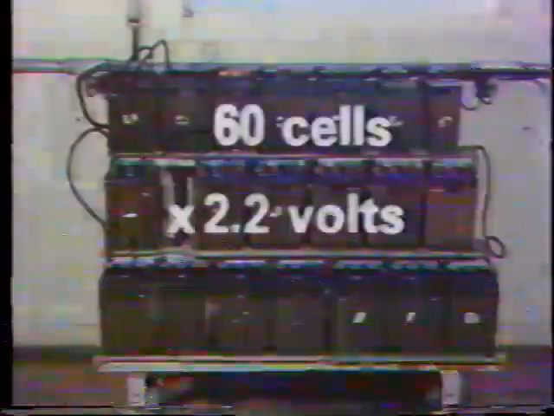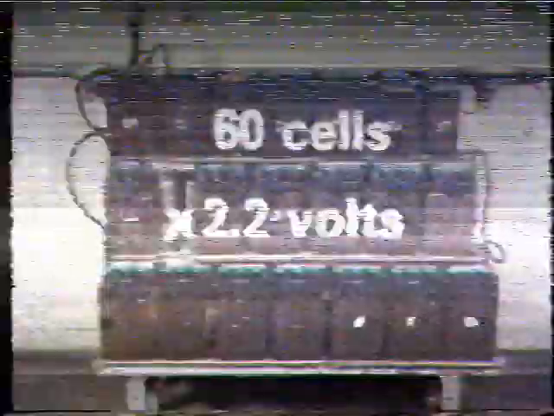All connected in series with each other. As you know, in a series connection, we add the voltages produced by each cell to get the total voltage produced by the battery. So, for example, if this battery contains 60 cells, and each cell produces 2.2 volts when it's fully charged, the total amount of voltage produced by this battery is 60 times 2.2, or 132 volts.